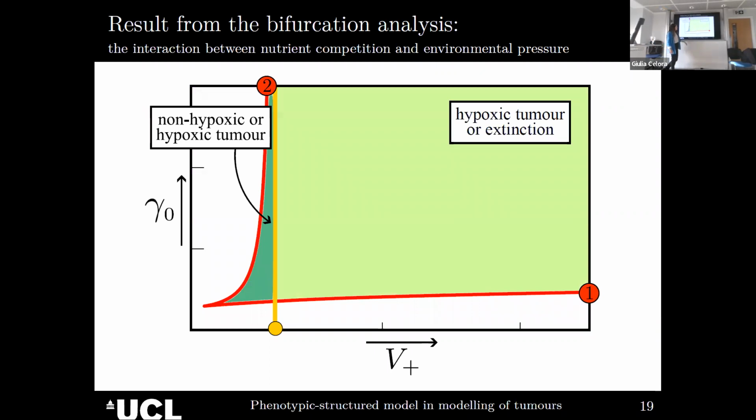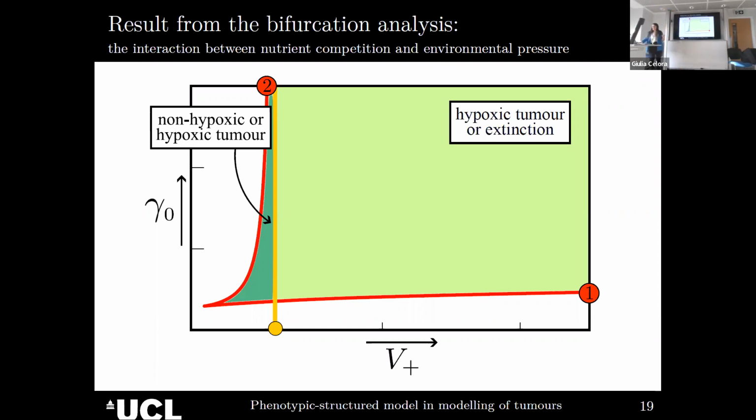Then we have multi-stability inside this red region, determined by two saddle node points. We can have coexistence of non-hypoxic or hypoxic tumor in this kind of narrow, dark green region. Instead, if we are on the right-hand side of our transcritical bifurcation, then we have multi-stability between a hypoxic tumor, a fully developed tumor, or extinction. And this is very interesting from, as we will see, a treatment strategy point of view.